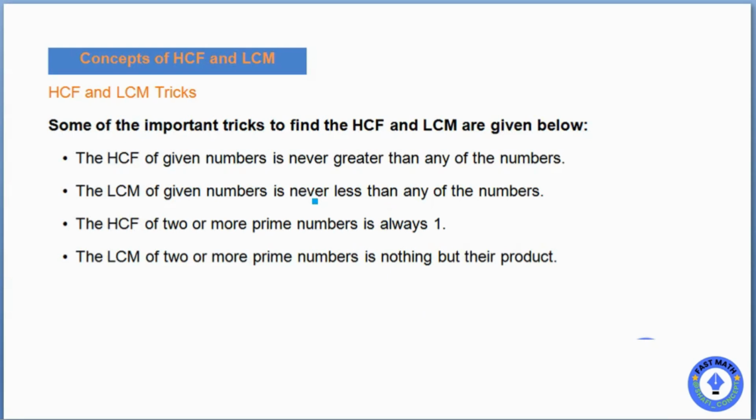Let's move to the tricks. The HCF of any given two numbers will not be greater than the numbers. If you take A and B, the HCF will not be greater than A and B. Likewise, the LCM of given numbers is never less than A and B. The HCF of any two prime numbers is always 1. Already discussed regarding prime numbers in the first video. Please check out. The LCM of any two prime numbers is nothing but the product. If you take A and B as prime numbers, the LCM will be A into B. Let's move to the problem part.